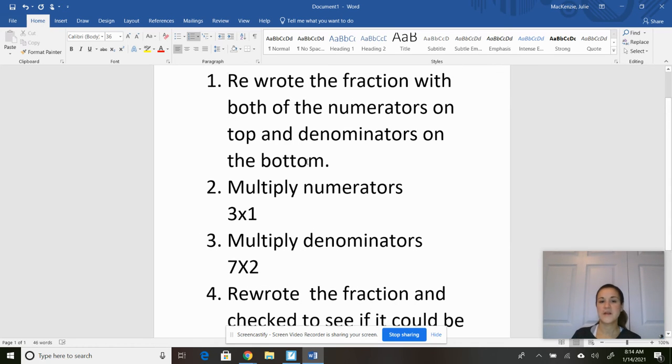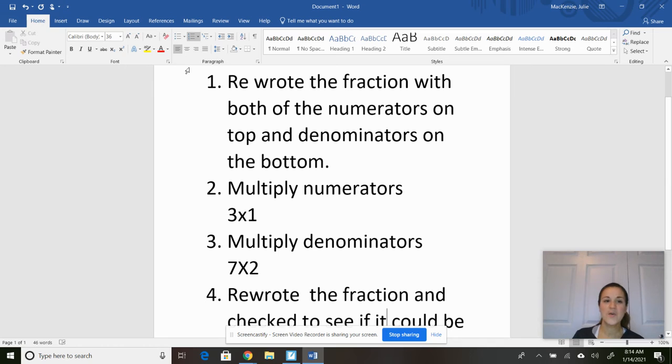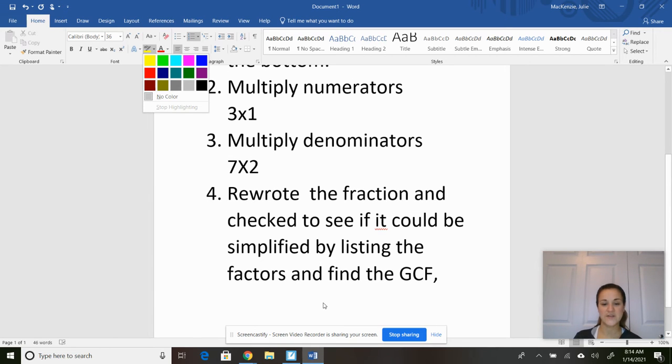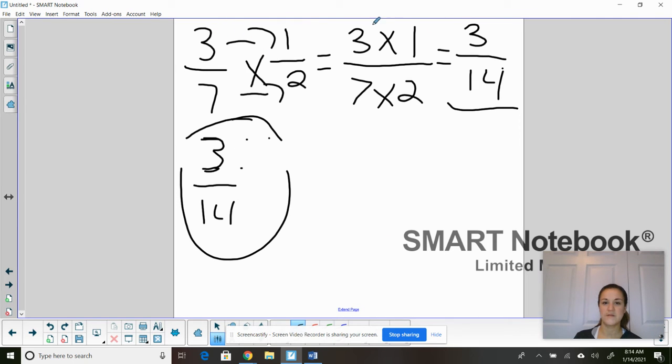Okay, so step one, you rewrite the fractions with the numerators on top and the denominators on bottom all together, showing that multiplication problem. Then you multiply the numerators, then you multiply the denominators, then you rewrite the fraction and check to see if it could be simplified by listing the factors and the GCF. So here was step one. Multiplying was step two. Step three was rewriting it as a fraction. And step four was looking for the GCF.